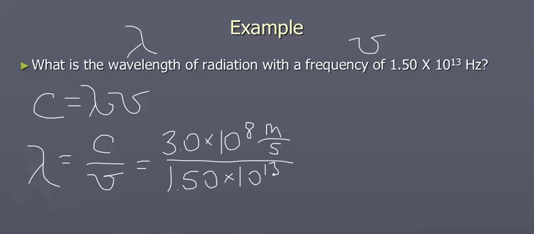Now hertz is the same thing as saying 1 over s. So hertz, 1 over s, s to the minus 1, they all mean the same thing. But you'll see that your seconds will cancel out. You're going to get a wavelength in meters. So the wavelength of this radiation, of this light, is 2 times 10 to the negative 5.